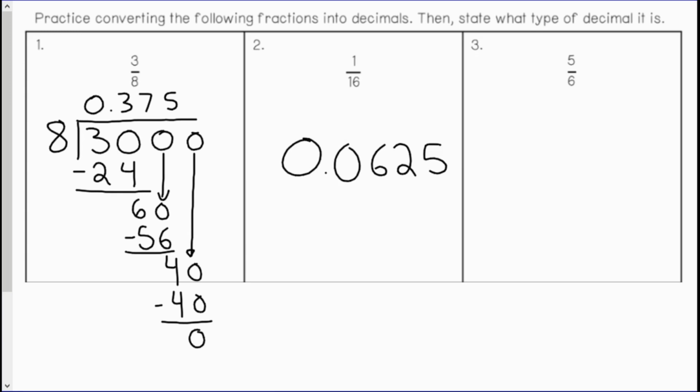Using the same logic for number 3 as we did for number 1 and 2, 6 would be my divisor and 5 would be my dividend. When I carry out that long division, I'll get 0.83 repeating. The 3 has a repeating block because I will continuously get 3 as a remainder. That 3 will continue on forever. It will never end. So the repeating block tells me that that 3 goes on forever. So I'll get 0.83 repeating, and again, that is a repeating decimal.